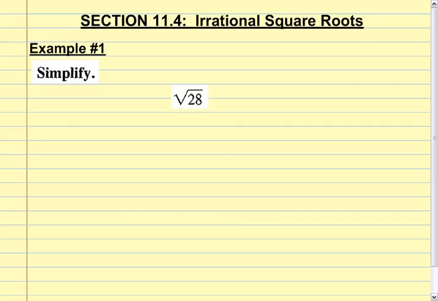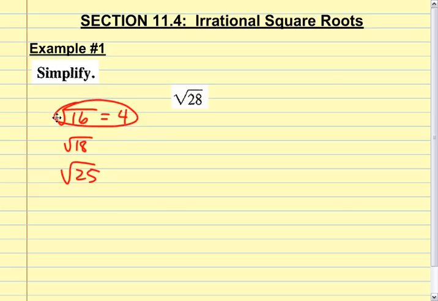Okay, folks, on this first one it says irrational square roots. Now remember yesterday we talked about this. Square root of 16, square root of 25, square root of 18. If I take the square root of a whole number and it gives me a whole number, then this thing is called rational, because I can write the answer as a fraction, 4 over 1. So this is rational.